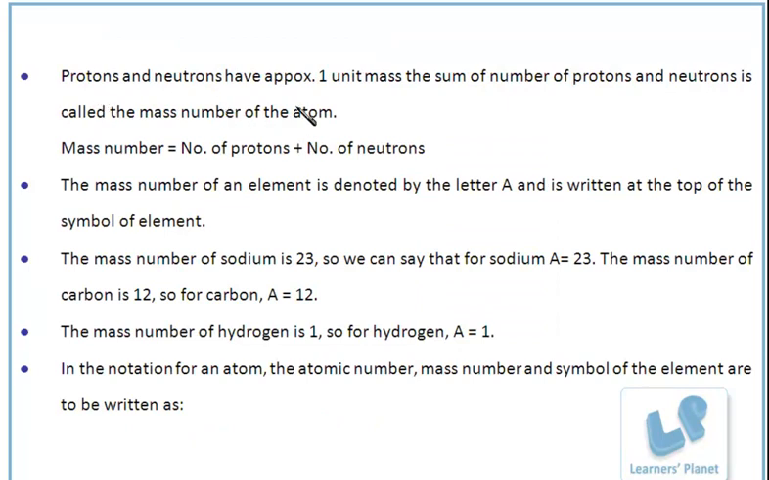Protons and neutrons have approximately 1 unit mass. The relative mass of a proton is 1 unit, and the neutron is also 1 unit. You know, the neutron is 0.018% heavier than the proton. The sum of the number of protons and neutrons is called the mass number of the atom. So what is the mass number? It is the number of protons plus the number of neutrons residing in the nucleus of an atom.